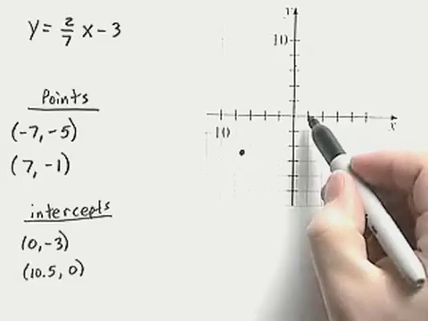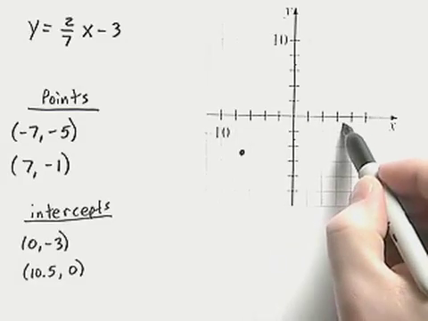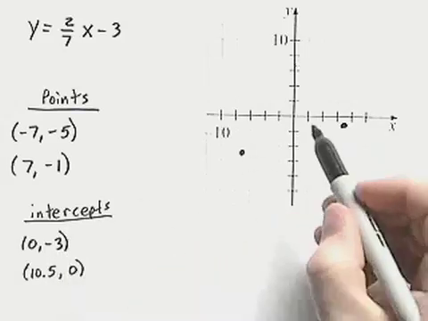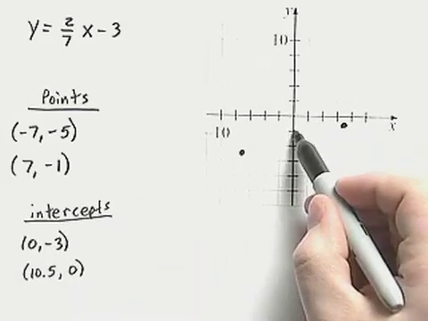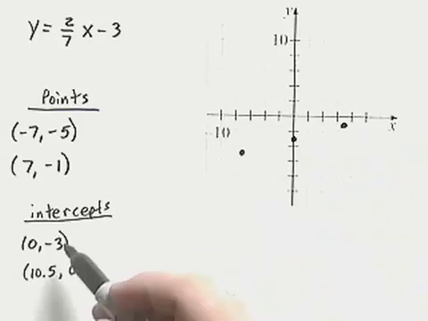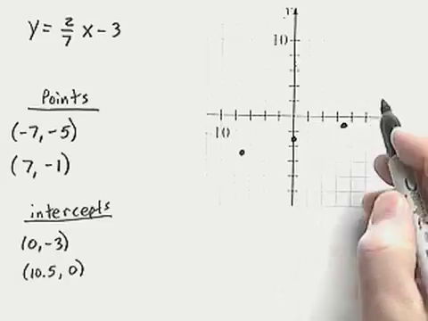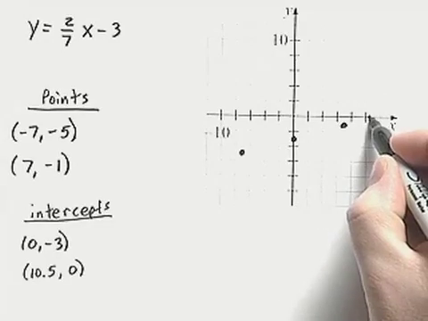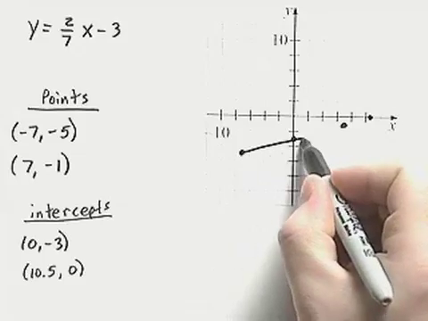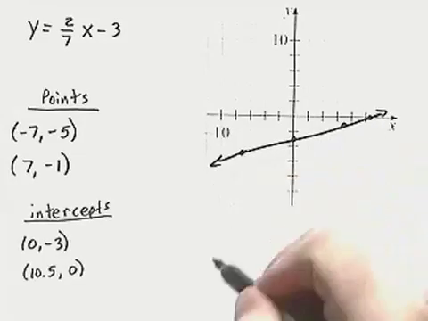Plot the point 7, negative 1, we'll go 2, 4, 6, 7, and then negative 1 puts us down here. Intercepts, we have 0, negative 3, so x is 0, down to 3. There's our y-intercept, and our x-intercept is 10.5. So 2, 4, 6, 8, 10, and just a little bit past 10 here at 10.5. And we're going to go ahead and sketch the graph of our equation.